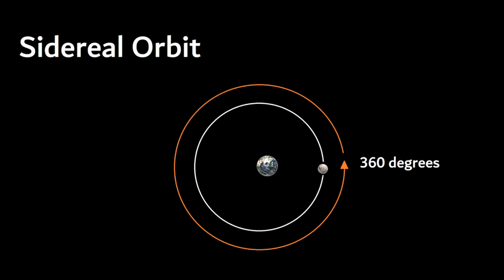To get the answer, we have to first understand that we actually calculate the moon's orbit in 2 different ways. The first way is called the sidereal orbit, and this is the orbit of the moon as it moves around the Earth in a 360-degree circle. One sidereal orbit of the moon takes 27.3 days to complete. Then there's the other orbit of the moon, which is called the synodic orbit. This orbit takes 29.53 days to go around the Earth.